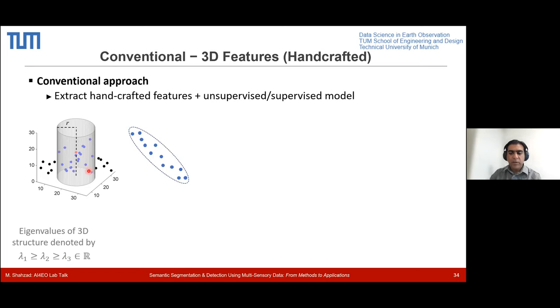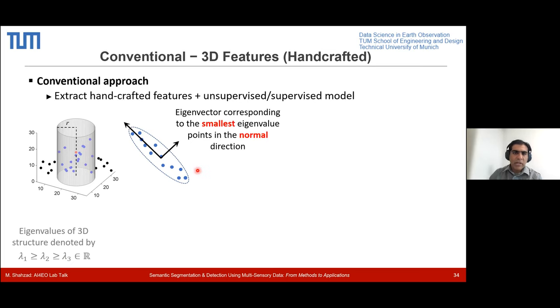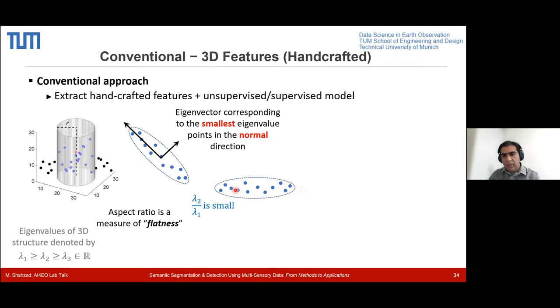For example, if I show you in two dimensions, this is the covariance matrix ellipsoid which fits around these points, and we can extract the major dimensions using the eigenvector analysis. The eigenvector corresponding to the smallest eigenvalue represents the normal direction, so we can compute a normal direction for every point using its local neighborhood. We could also measure the aspect ratio, which is a measure of flatness. For anisotropic structures this ratio is small, and for spherical distributions we tend to get ratios that are quite high.